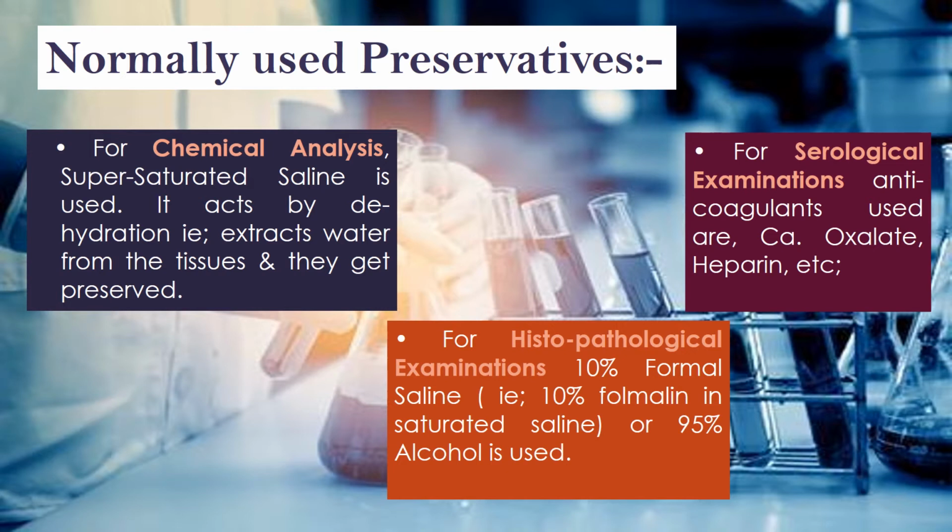Normally used preservatives. For chemical analysis, supersaturated saline is used. It acts by dehydration, that is, it extracts water from the tissues and they get preserved. For histopathological examinations, 10% formal saline, that is 10% formalin in saturated saline, or 95% alcohol is used. For serological examinations, anticoagulants used are calcium oxalate, heparin, etc.